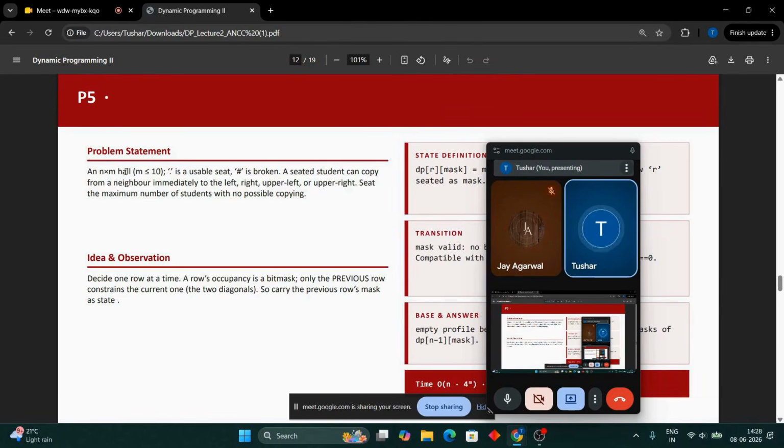We are given an n by m grid in which some of the seats are usable and some are not, and we are told that a student can copy from a neighbor immediately to the left, right, upper left, or upper right. Basically, a student sitting in the cell (i, j) can copy from a student sitting in the cell (i, j minus 1), (i, j plus 1), (i minus 1, j minus 1), or (i minus 1, j plus 1). And we have to seat the maximum number of students with no possible copying.